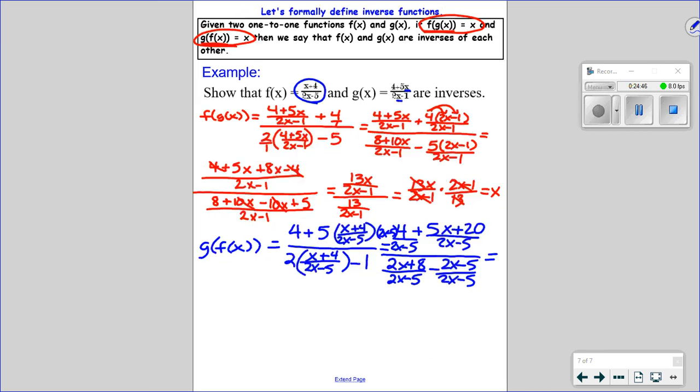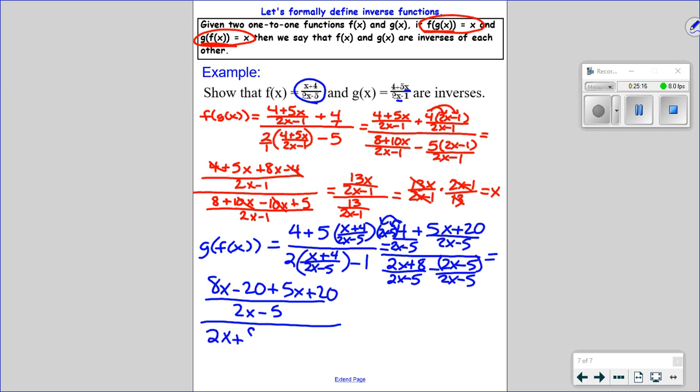Now that we have common denominators, let's simplify our numerators. So I'm going to distribute this 4 now to the 2x minus 5. That'll give me 8x minus 20 plus 5x plus 20, all over 2x minus 5. And then in my denominator, I'm going to end up having to distribute this negative. So I'll actually get 2x plus 8 minus 2x plus 5.